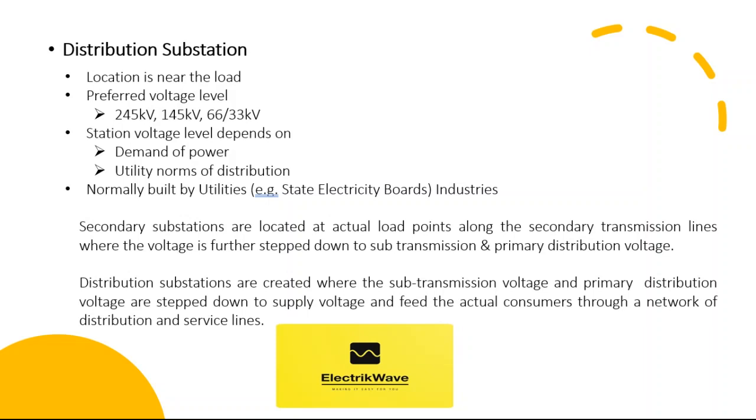Secondary substations are located at actual load points along the secondary transmission lines, where the voltage is further stepped down to subtransmission and primary distribution voltage. Distribution substations are created where the subtransmission voltage and primary distribution voltage are stepped down, to supply voltage and feed the actual consumers through a network of distribution and service lines.